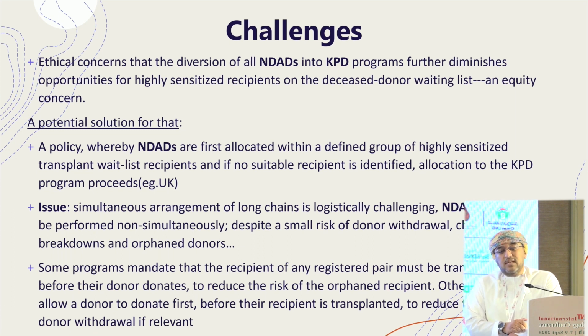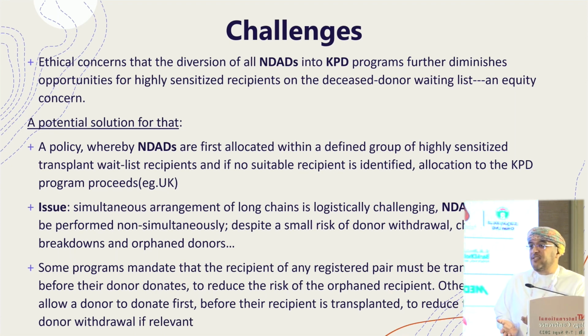However, the issue is that a simultaneous arrangement of this long chain is really logistically challenging. The chain may be performed non-simultaneously despite the small risk of donor withdrawal, chain breakdown, and orphan donors. Some programs actually mandate that the recipients of any registered pair must be transplanted before their donor to reduce the risk of orphan recipients. Other programs allow a donor to donate first before the recipient is transplanted to reduce the risk of donor withdrawal if relevant. So it's a bilateral thought.